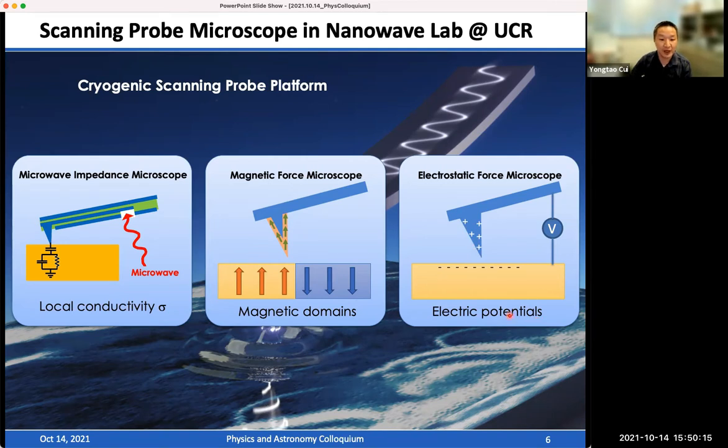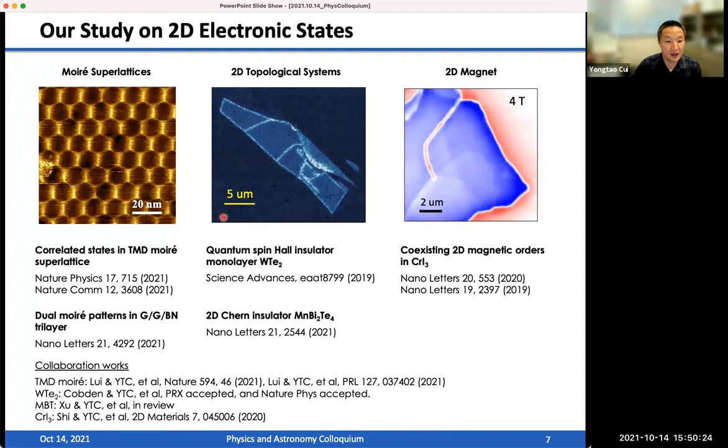In the last few years, we have applied all these different techniques, primarily microwave impedance microscopy, to study various 2D materials. Here is an overview of all the different projects we have worked on. They're grouped into three categories. The first group is moiré superlattices, a new periodic structure that can form when we stack multiple layers of 2D materials together. We can study things like the geometric structures, like the dual moiré patterns when we have three layers, and also some of the novel electronic states that can emerge in some of those moiré superlattices.